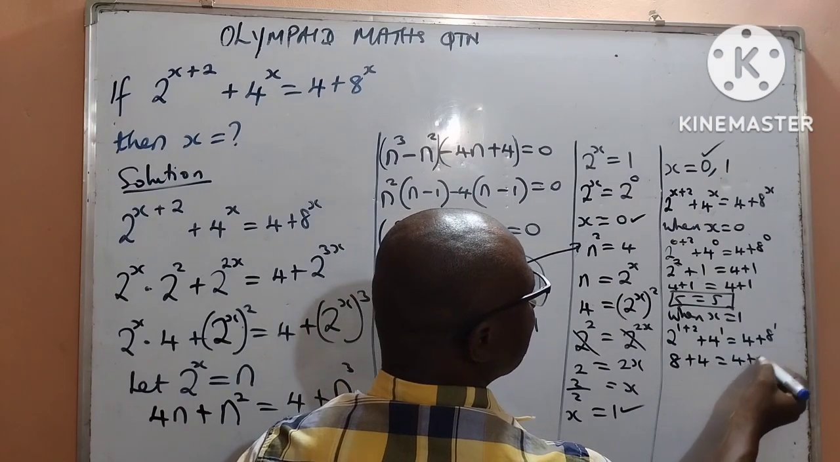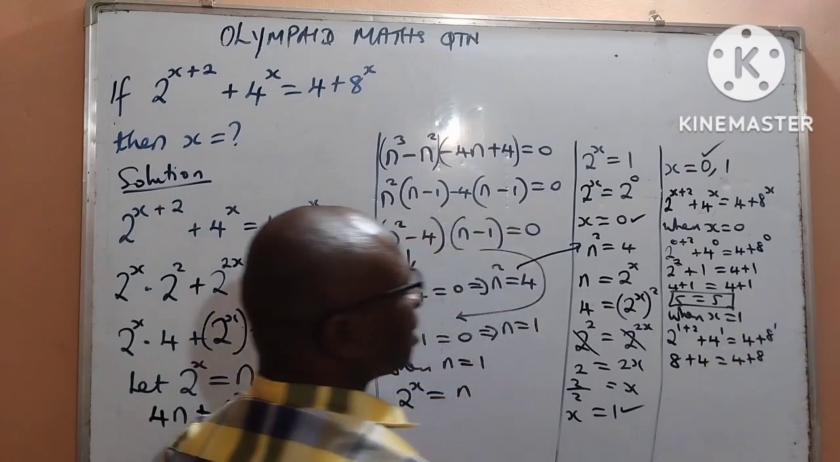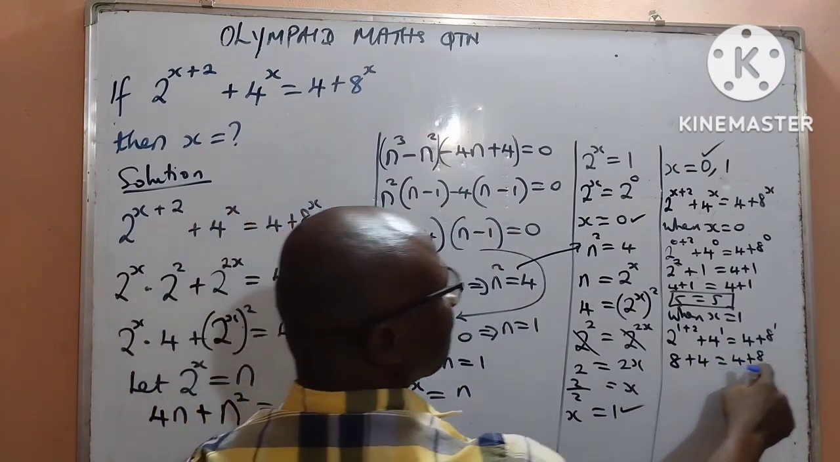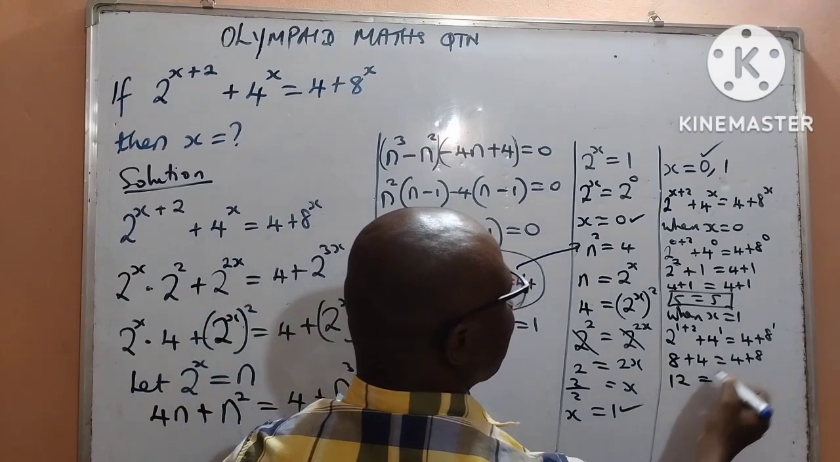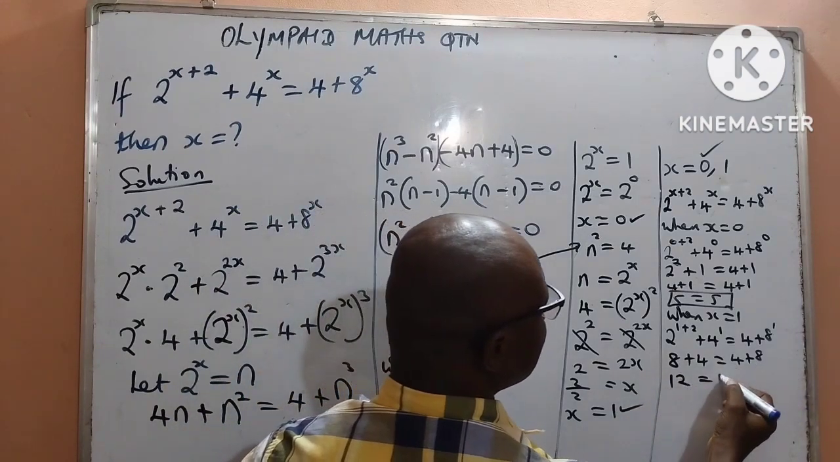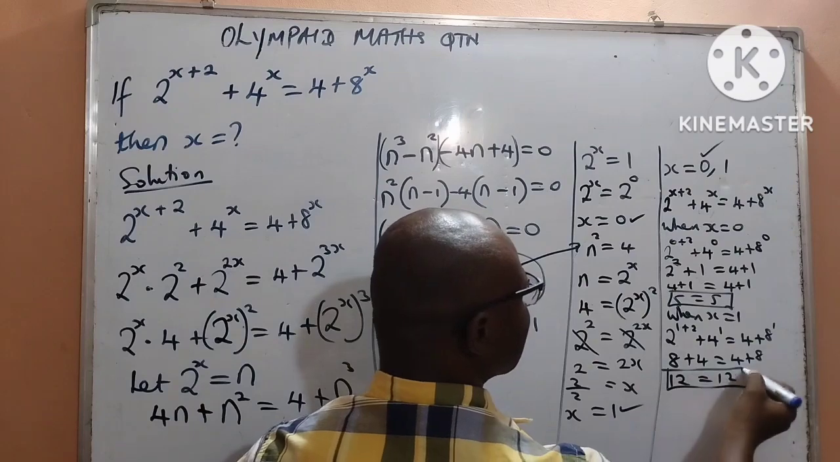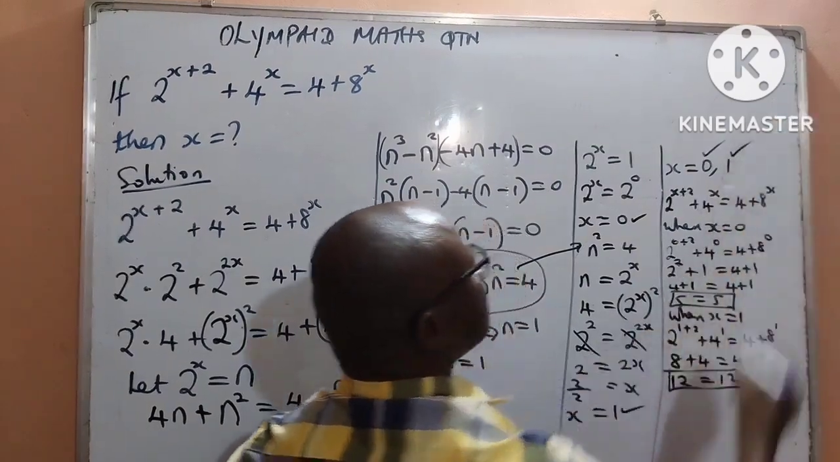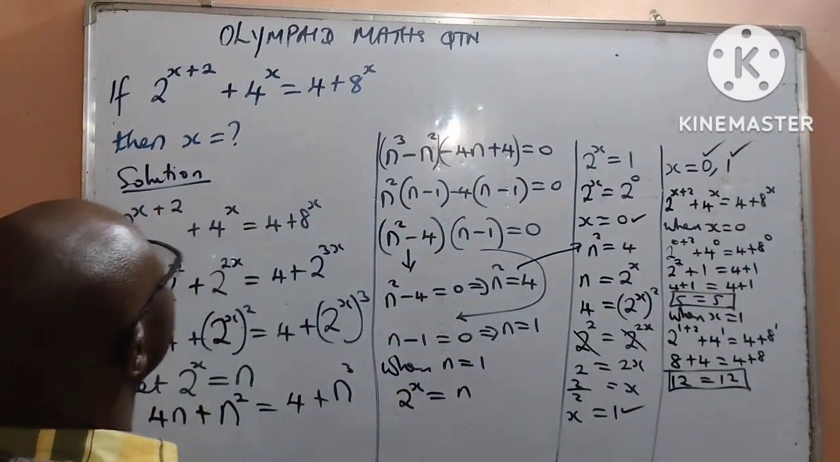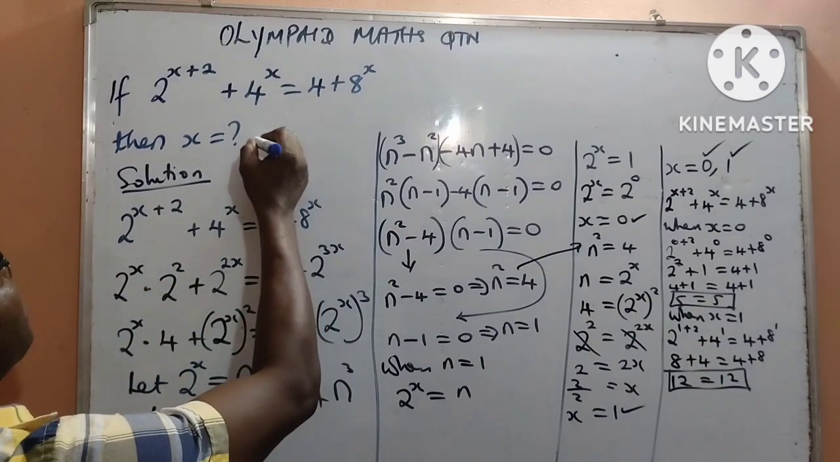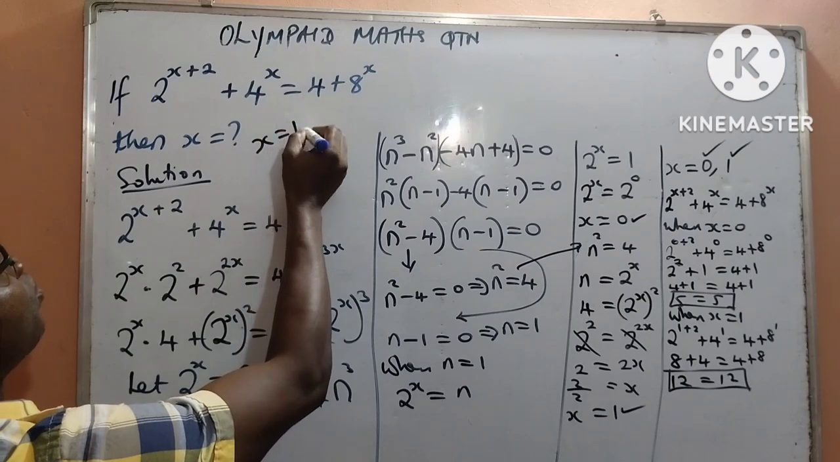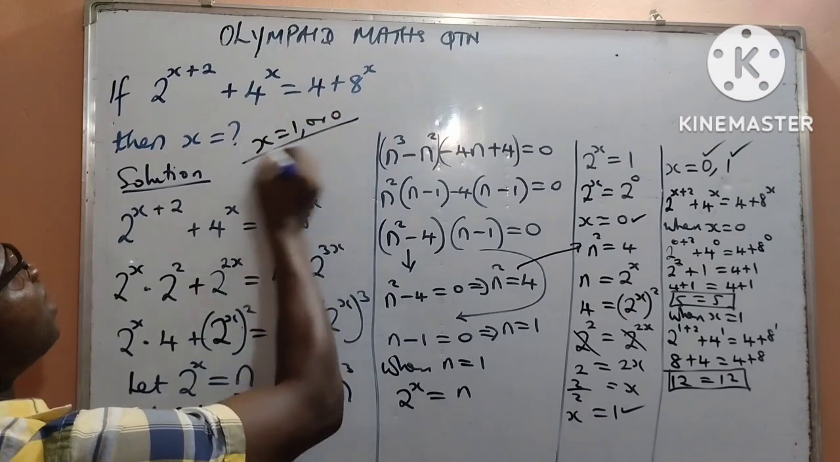Then here I have 4 plus 8 to the power 1, which is 8. You can see I have 8 plus 4, I have 4 plus 8. And the 8 plus 4 will give me 12 from the left. And from the right, 4 plus 8 will still give me 12. Authenticating the second answer that 1 is also correct. In conclusion, the values of x for this equation are x equal to 1 or 0.